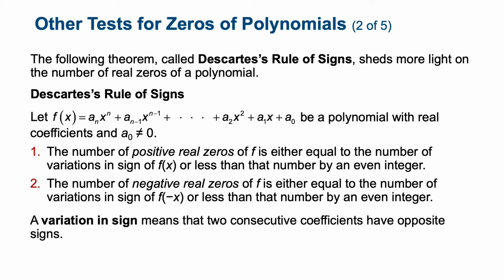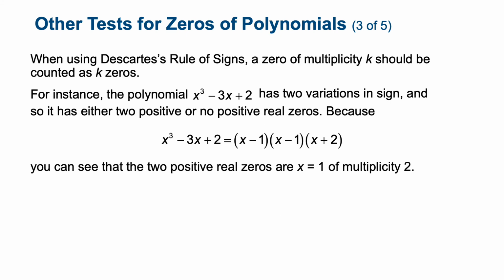Now to find the negative real zeros of f, you can plug in a negative x, simplify that, and then count the sign variations, the sign changes. It's either the same amount of sign changes or 2 less. Remember that variation in sign just means that the sign changes. Okay. Well, let's just look at it.